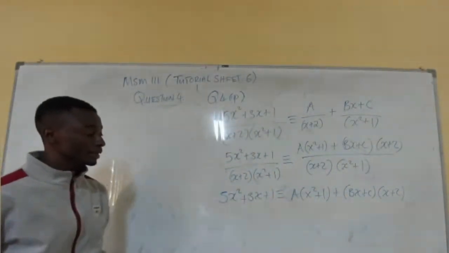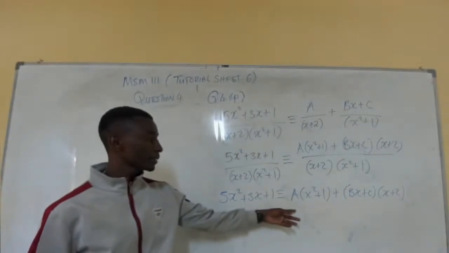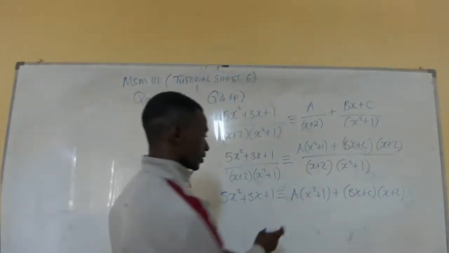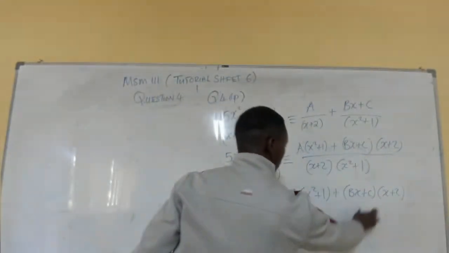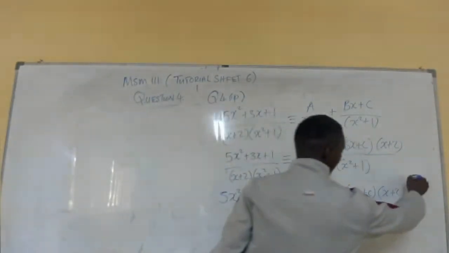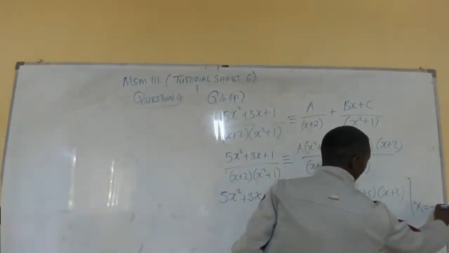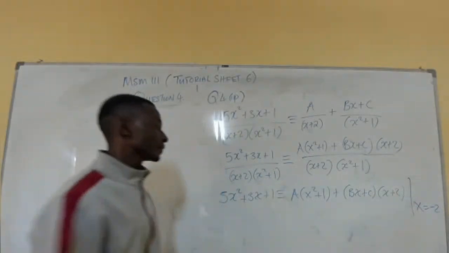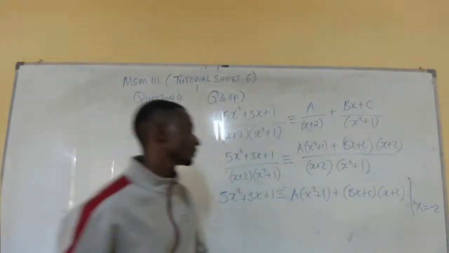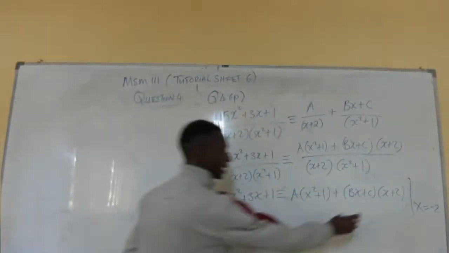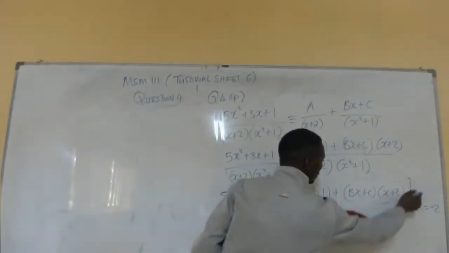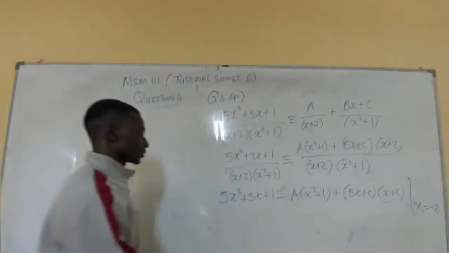So what's our aim? Our aim is to find the values of a, b, and c. So how are we going to do that? First, you have to say at x equal to negative 2, you make bx plus c zero. If you substitute x equal to negative 2 there, the whole of that will be 0.